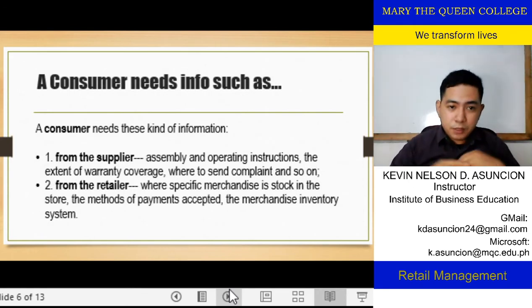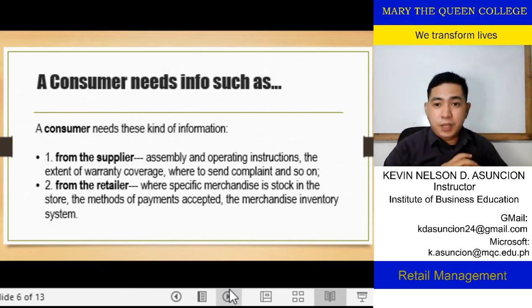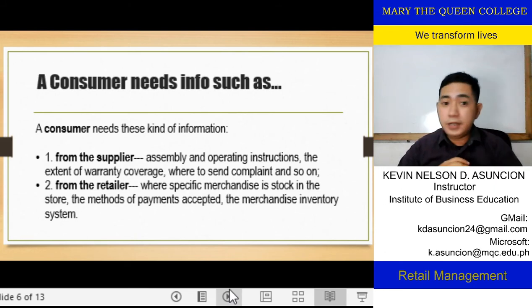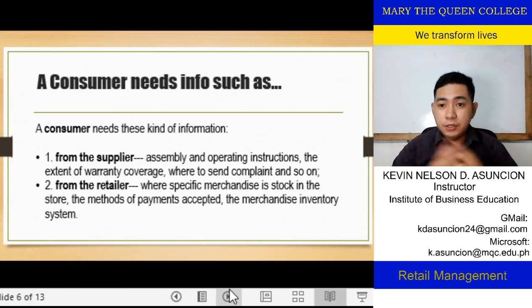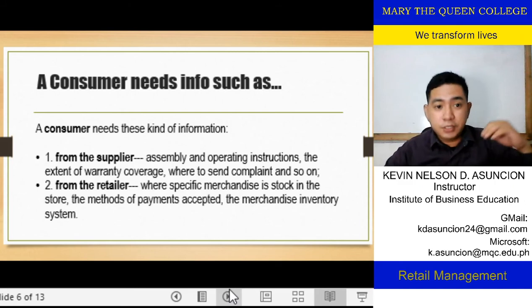Okay? So what do consumers need naman in developing their decision? So it needs the information coming from the supplier: assembly and operating instructions, the extent of warranty coverage, where to send complaints, and so on. So that is within the product. So it's to the manufacturer, the supplier.